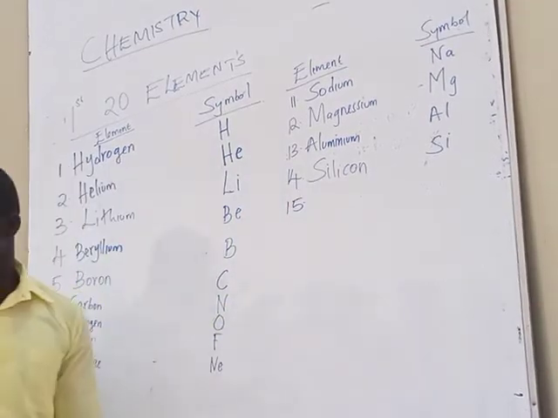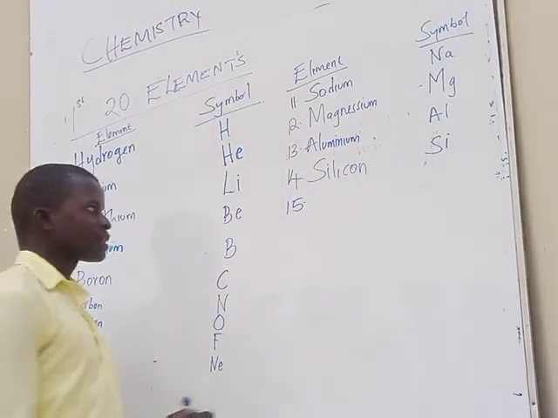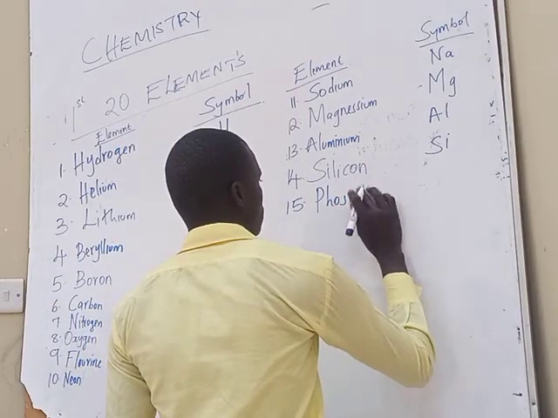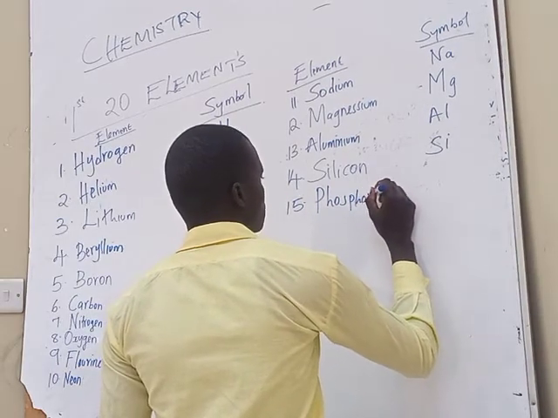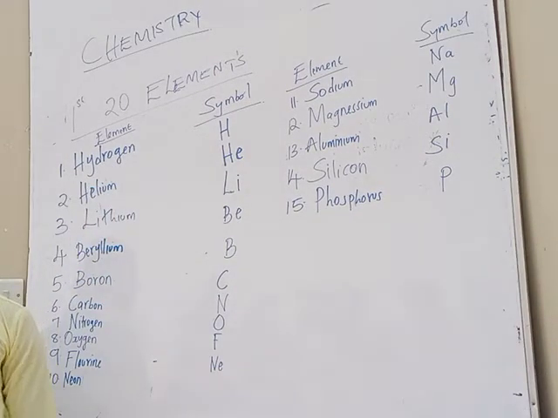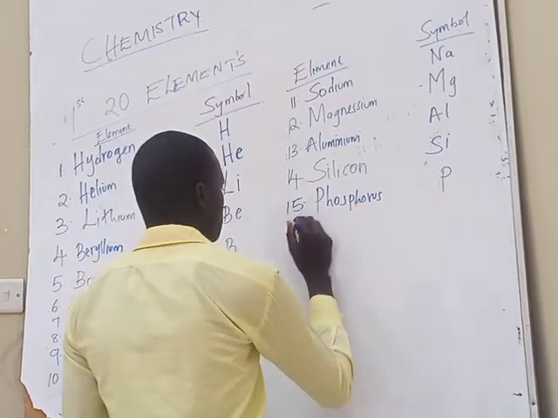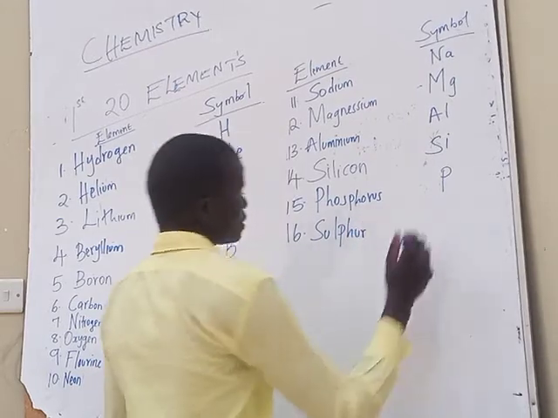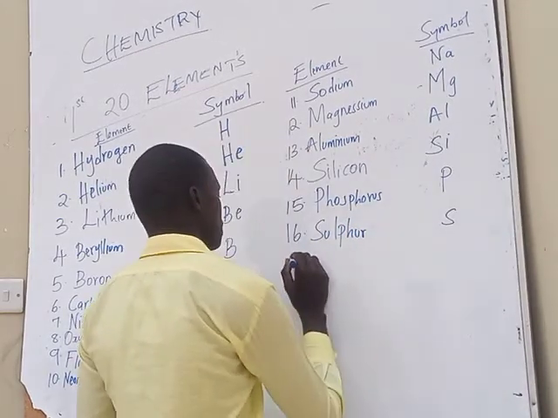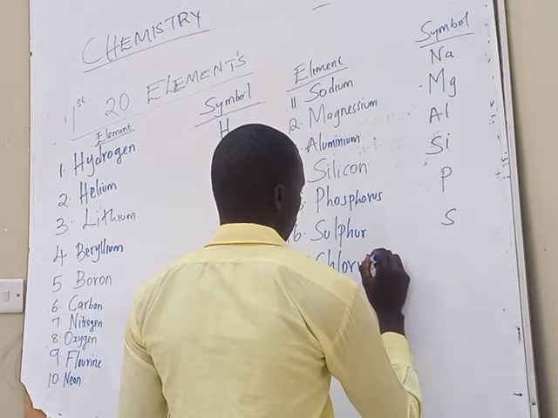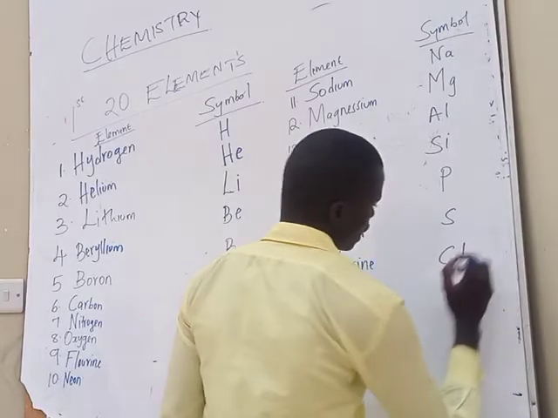Number 15, you have phosphorus. The symbol is P. Then you have sulfur, number 16. The symbol is S. 17, we have chlorine. The symbol is Cl.